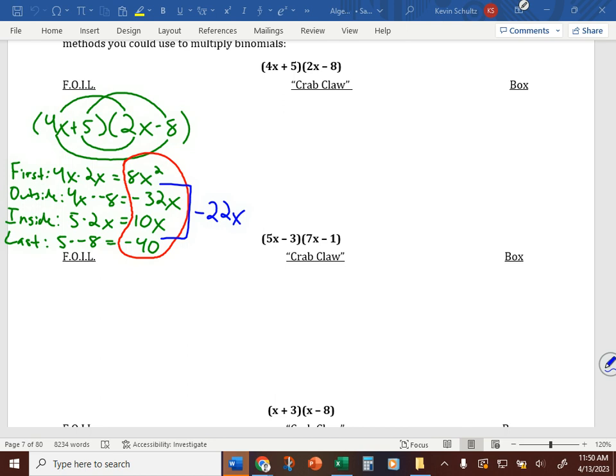So our final answer here, putting all these things together, we have 8x squared, we have a negative 22x, and we have a negative 40. 8x squared minus 22x minus 40 is our final answer. We can't go any further, and don't try to go any further. We can't because they are not like terms. Okay, we combined the like terms that we could, and now we put them in greatest to least power order.